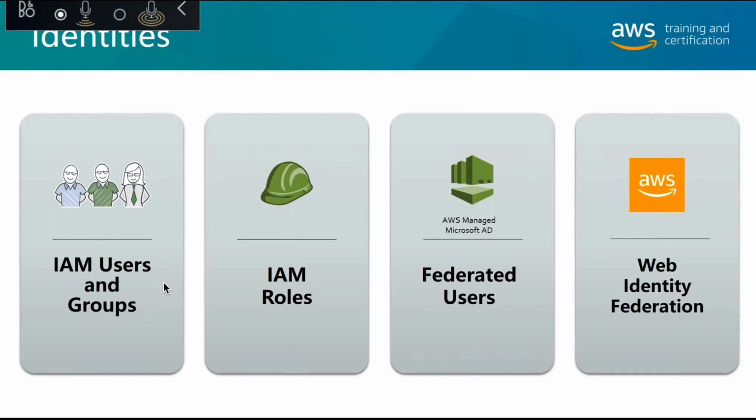So I talked about users and groups. Roles can be assigned. Roles have four use cases. The first use case is when a service needs permissions to talk to another service. I gave you the example of Lambda needing a role whenever it's talking to S3 or DynamoDB.